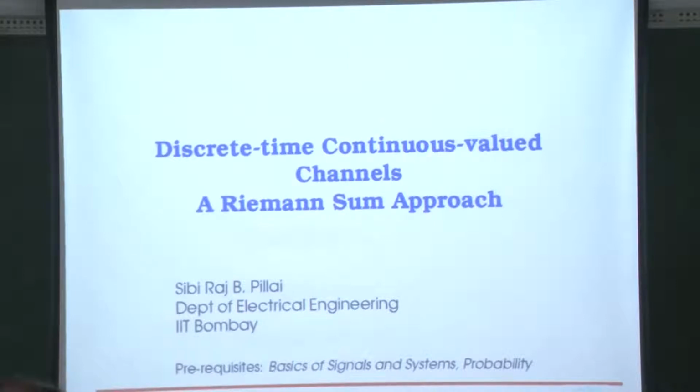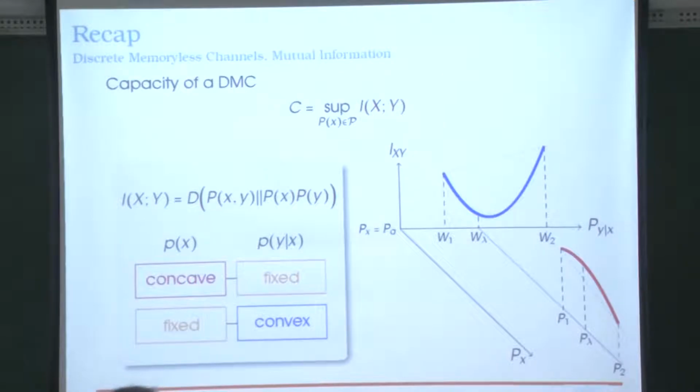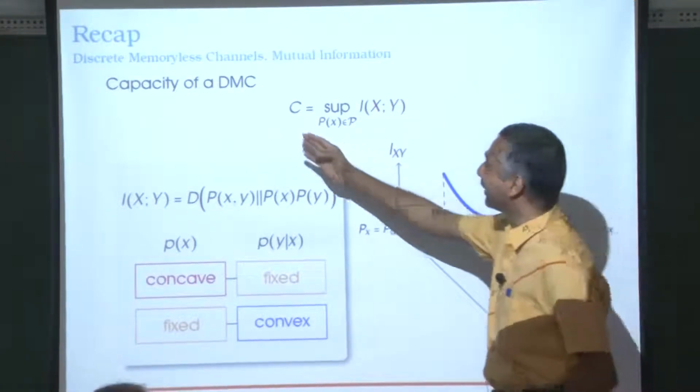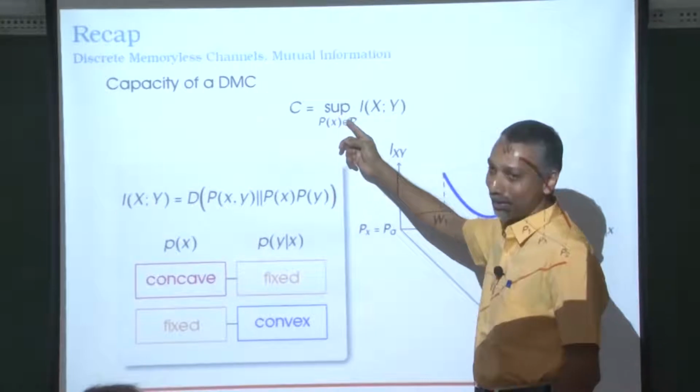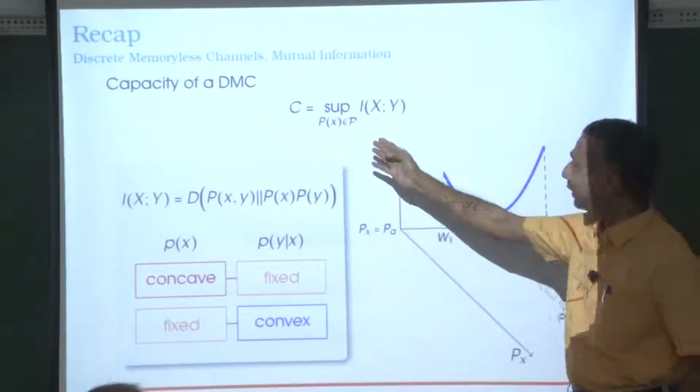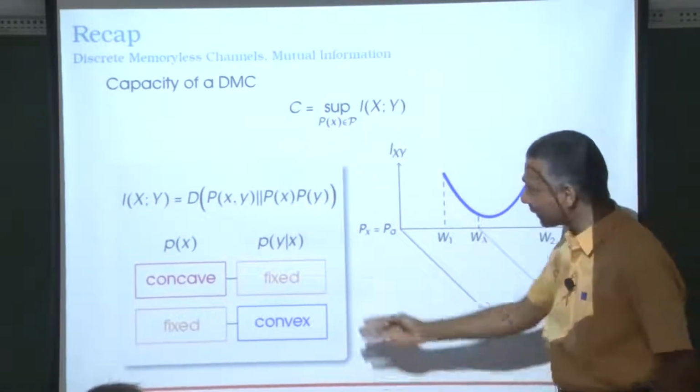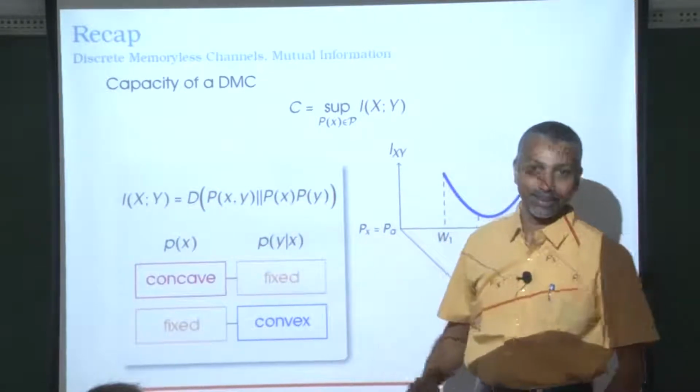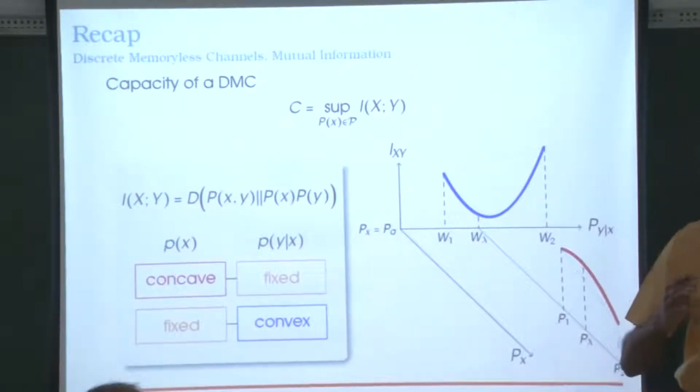Okay, so I need some background recap from the previous lectures. I made this before I came here last day. This says that you should know the capacity of a DMC is a supremum over all input distributions of I(X;Y), where I(X;Y) is given by this formula out here. So you are familiar with divergence.